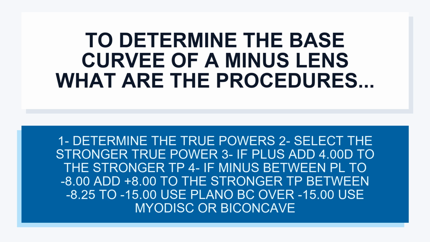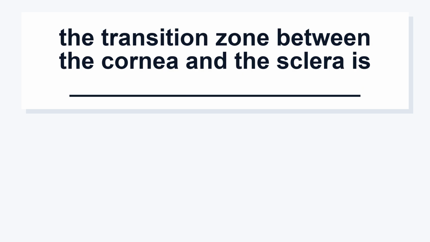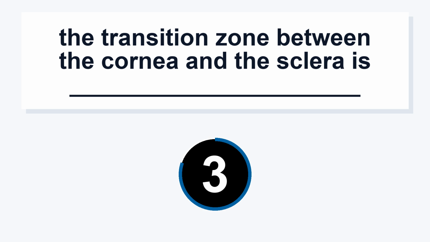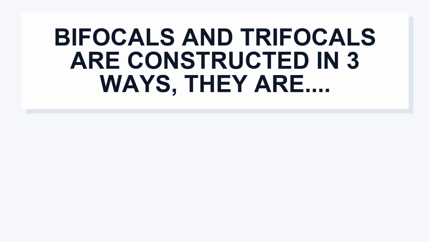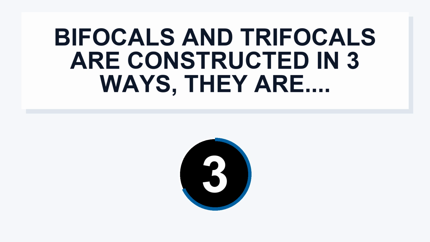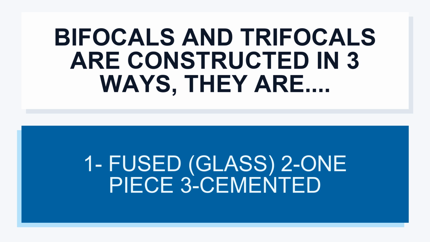use myodisc or biconcave. The transition zone between the cornea and the sclera is the limbus. Bifocals and trifocals are constructed in three ways. They are: 1. Fused, glass, 2. One-piece, 3. Cemented.